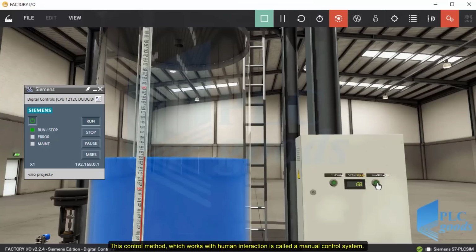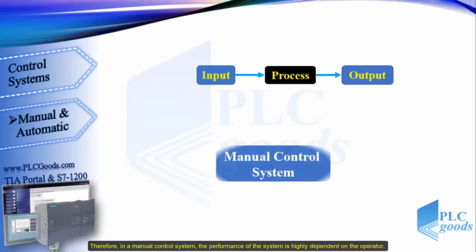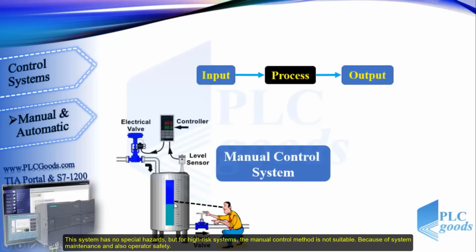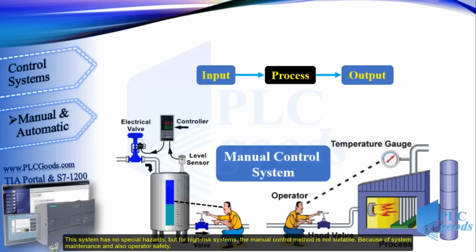The control method, which works with human interaction, is called a manual control system. Therefore, in a manual control system, the performance of the system is highly dependent on the operator. This system has no special hazards, but for high-risk systems, the manual control method is not suitable because of system maintenance and also operator safety.